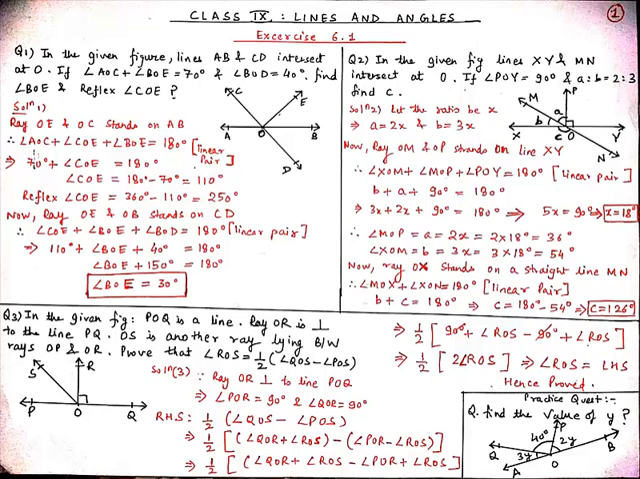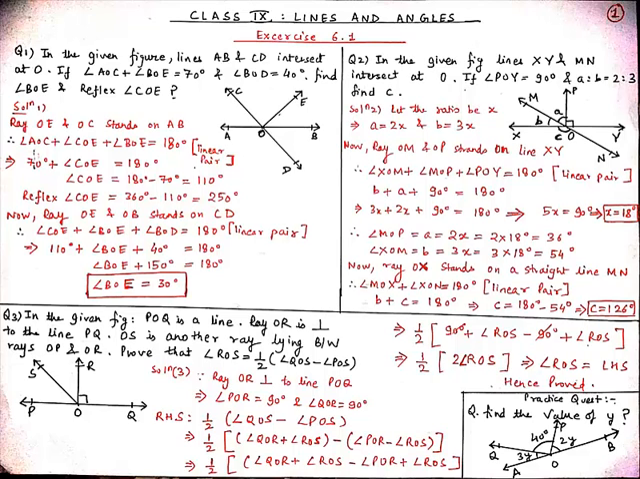Now our third question for today is: in the given figure, POQ is a line. Ray OR is perpendicular to the line PQ. OS is another ray lying between rays OP and OR. Prove that angle ROS is equal to half of the bracket angle QOS minus angle POS. In this question, we know that ray OR is perpendicular to line POQ. Therefore, angle POR and angle QOR both are equal to 90 degrees.